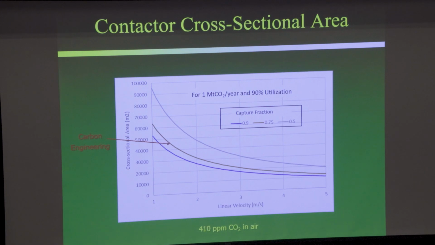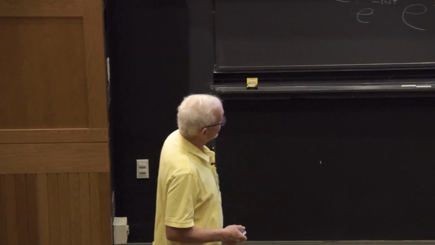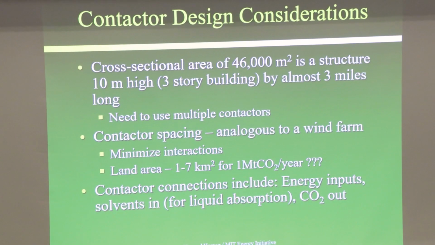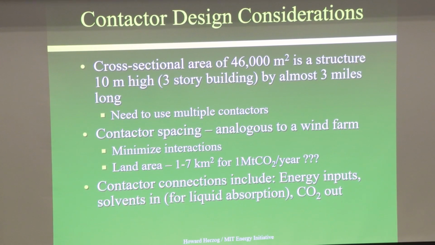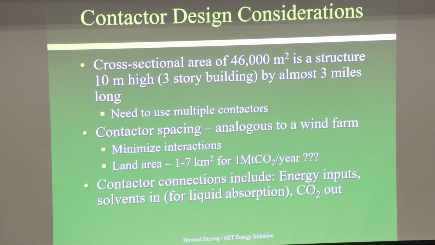So this is a fairly giant structure. Of course, they have to separate it out. You're not going to have one single building, so you have multiple absorbers. I think they're having maybe 30 absorbers to do 1 million tons per year. So you need to figure out how you space these, just like you have a wind farm. You don't want to put one windmill in the wind shadow of another. You don't want to put one absorber in the exhaust of another absorber. You want to have fresh air coming in to minimize their interactions.